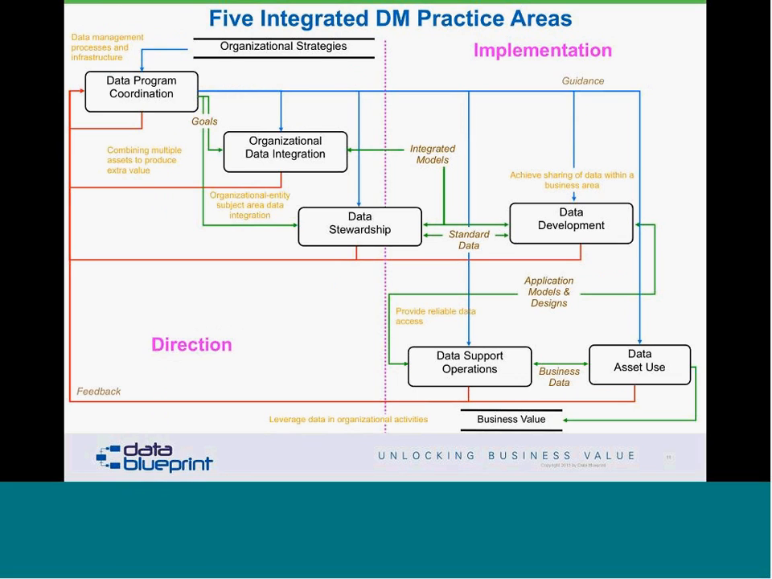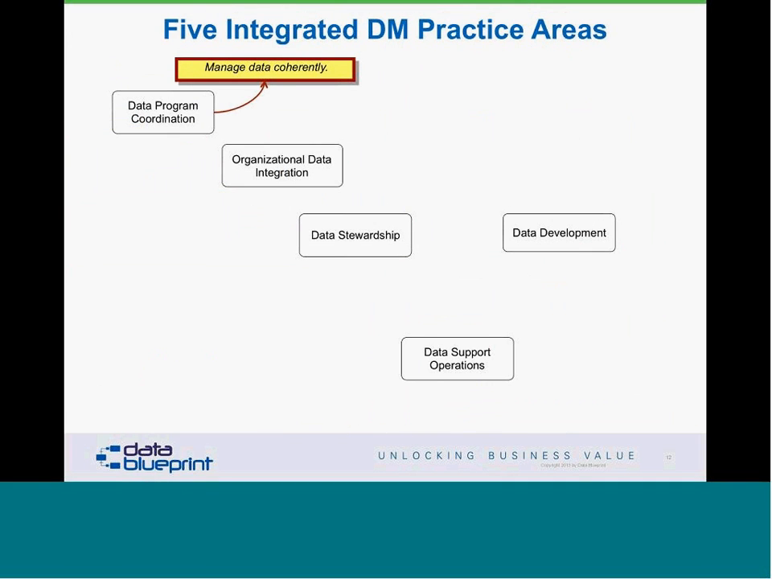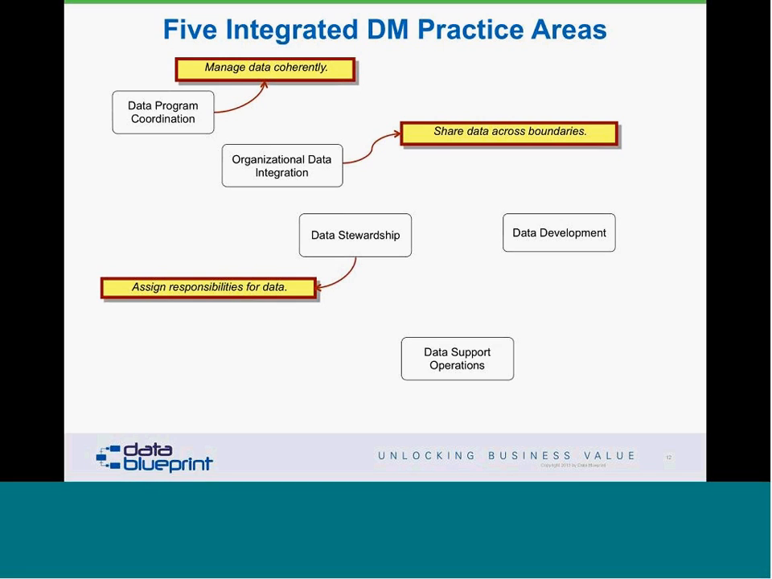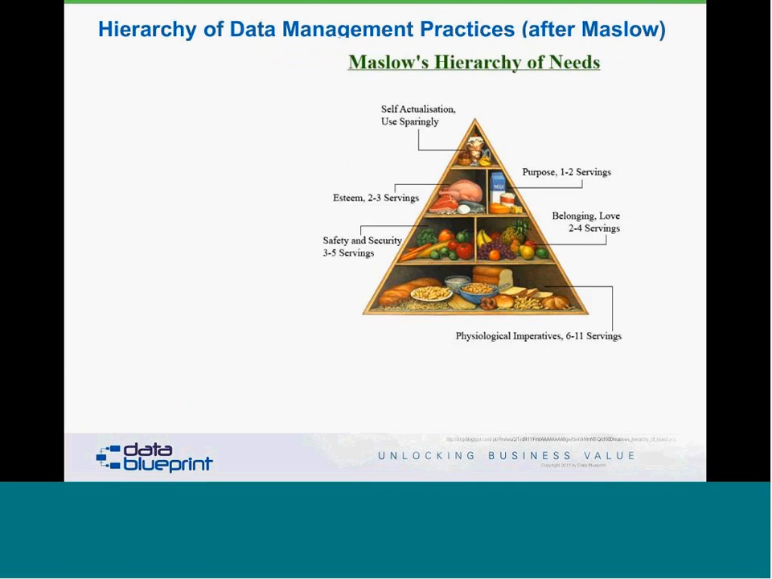Again, our focus here is on data management. Most people get scared off when you show them a chart like this because it shows that data management is a discipline of five integrated practice areas. They are, in the management version of this, the ability to manage our data coherently, the ability to share data across individual boundaries, the ability to assign responsibilities for the data, the ability to engineer data-specific delivery systems, and the ability to maintain data availability.